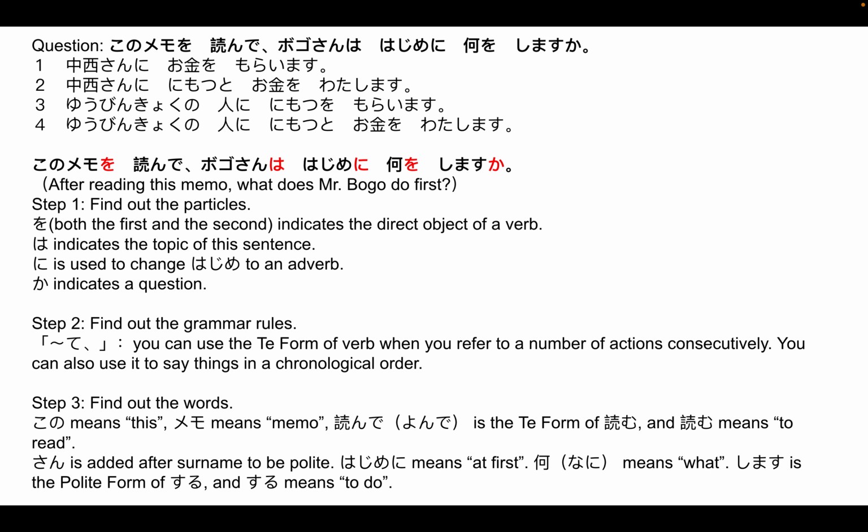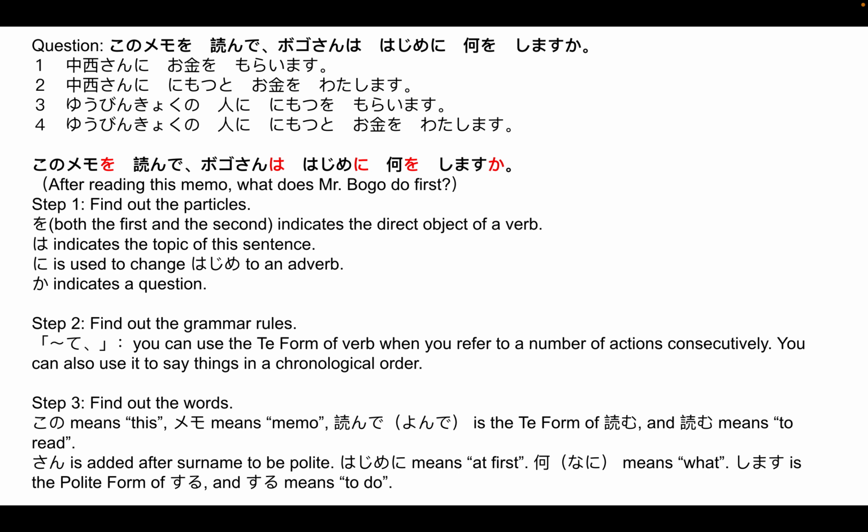このメモを読んで、ボゴさんははじめに何をしますか? Well, both the first and the second を indicate the direct object of a verb. Wa indicates the topic of this sentence. Ni is used to change hajime to an adverb. Ka indicates a question.